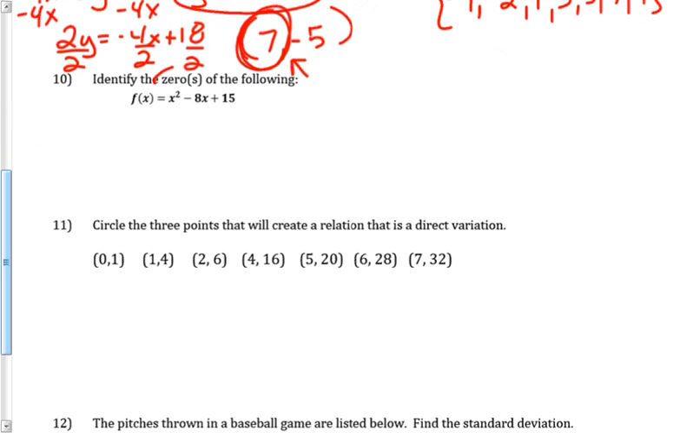Number 10, identify the zeros. We've already done a problem similar to this. We're simply going to graph it, and then we're going to look for where it crosses the x-axis. Here you have two nice points. Those points would be x equals 5 and x equals 3.